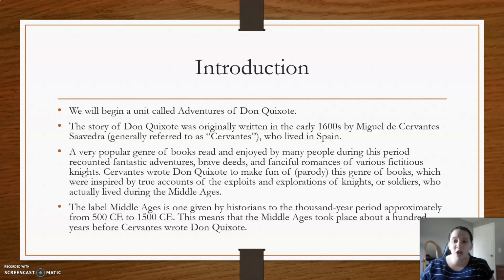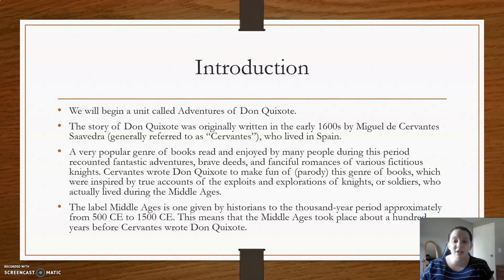A very popular genre of books read and enjoyed by many people during this period recounted fantastic adventures, brave deeds, and fanciful romances of various fictitious knights. Cervantes wrote Don Quixote to make fun of or parody this genre of books, which was inspired by true accounts of the exploits and exploration of knights or soldiers who actually lived during the Middle Ages.